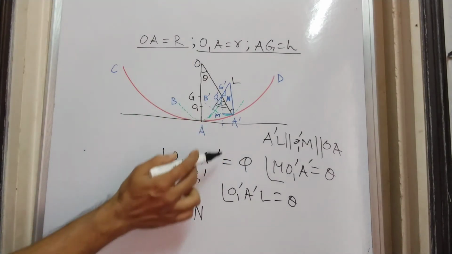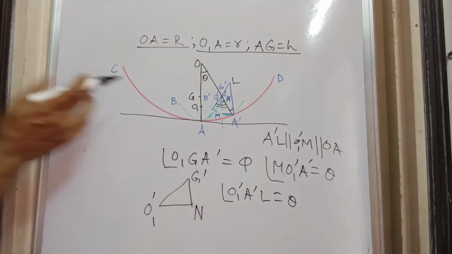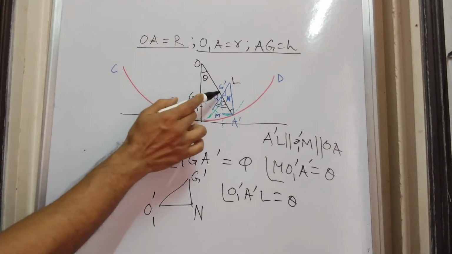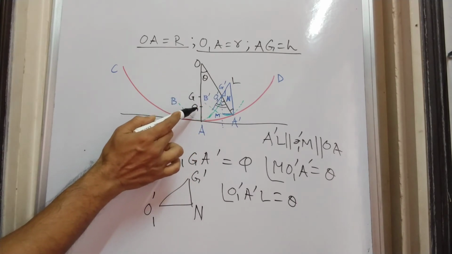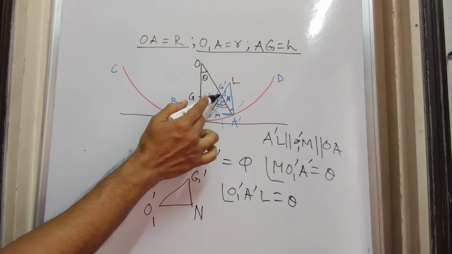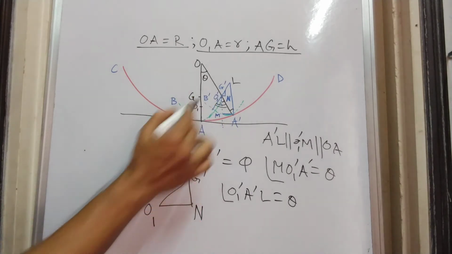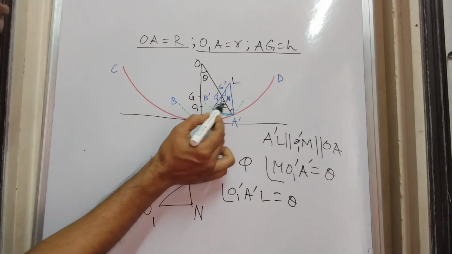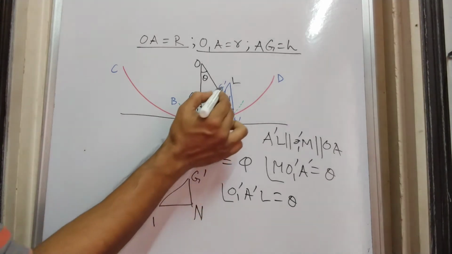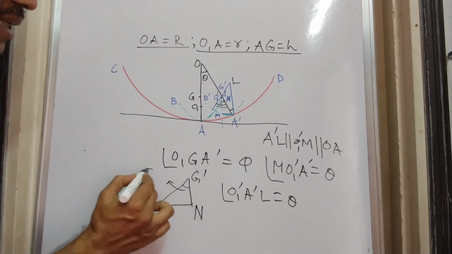We have dropped a perpendicular downwards from G prime, and we have drawn a horizontal line from O1 prime, the new position of O1 in the tilted frame. They meet at N. So we have a triangle O1 prime G prime N here. And since this is phi and this is theta, this is obviously phi minus theta, and this is obviously phi minus theta.